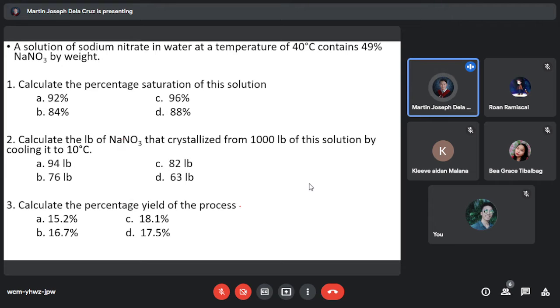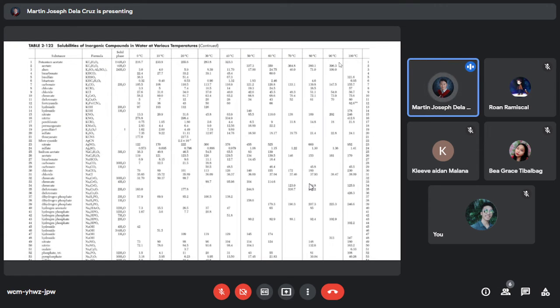So, dito class sa percentage saturation class, meaning, kukunin natin yung solubility ni sodium nitrate at 40 degrees Celsius. Tapos percentage natin kay 49% sodium nitrate. Okay? So, to get that class, how do you get your solubilities in your handbook? So, it's table 2-122. Solubilities of inorganic compounds in water at various temperatures.